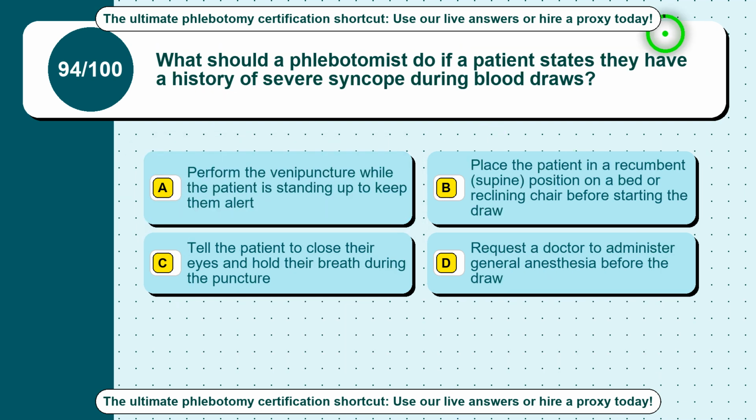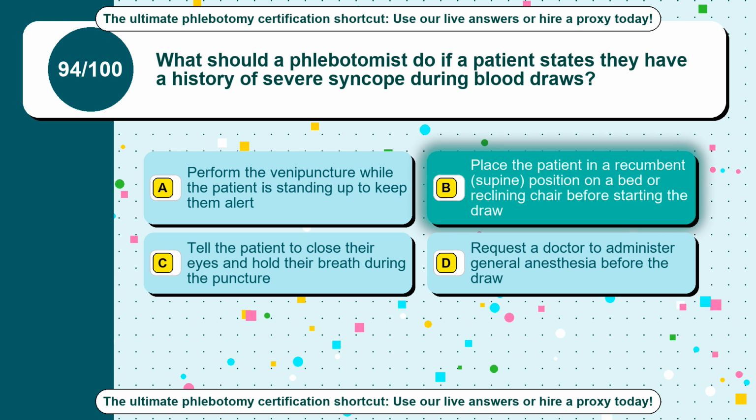Question 94. What should a phlebotomist do if a patient states they have a history of severe syncope during blood draws? Option A, perform the venipuncture while the patient is standing up to keep them alert. Option B, place the patient in a recumbent, supine, position on a bed or reclining chair before starting the draw. Option C, tell the patient to close their eyes and hold their breath during the puncture. Option D, request a doctor to administer general anesthesia before the draw.